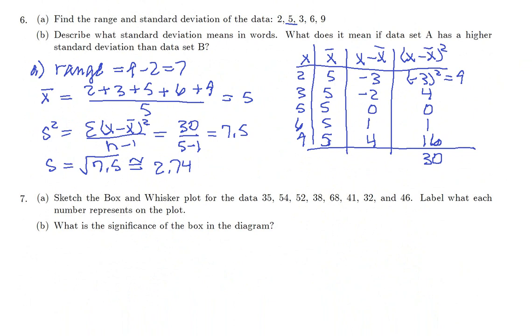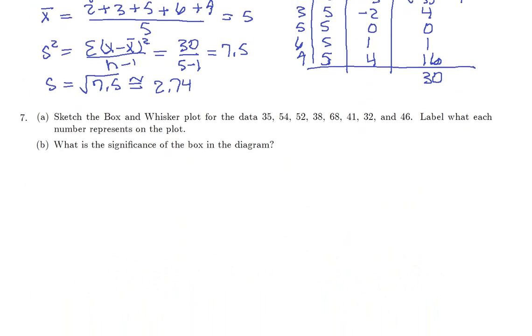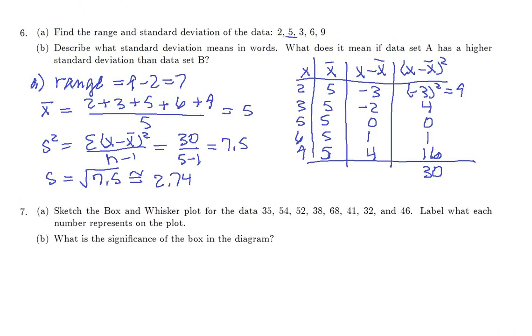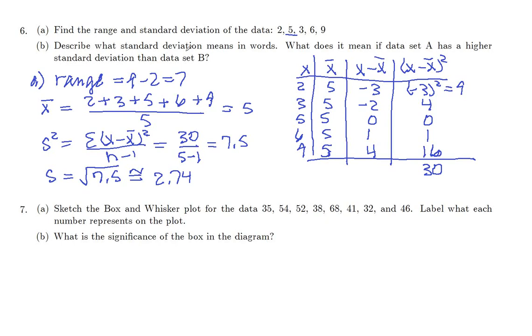Number 7, we are doing a box and whisker plot for this data here. Label what each number represents on the plot. What's the significance of the box in the diagram? Oh, you know what? I forgot part B here. Sorry, back up the bus. Describe what standard deviation means in words. What does it mean if data set A has a higher standard deviation than data set B?